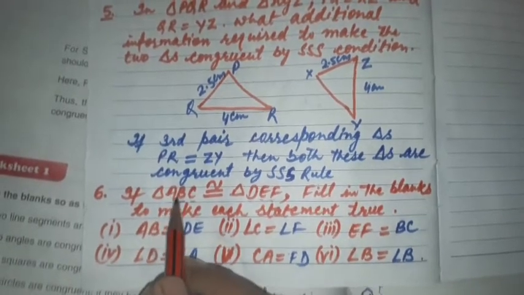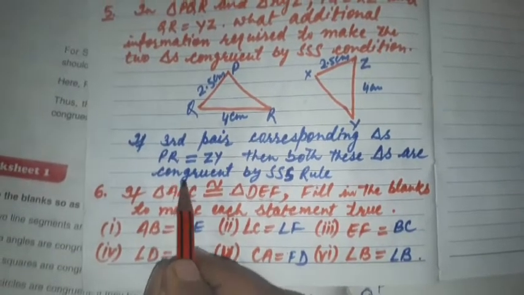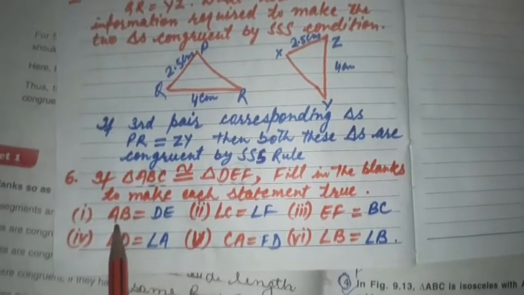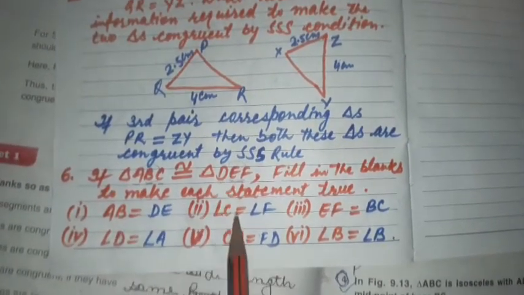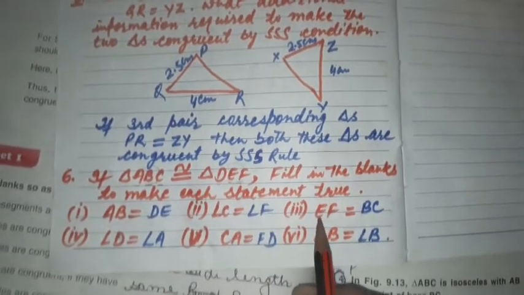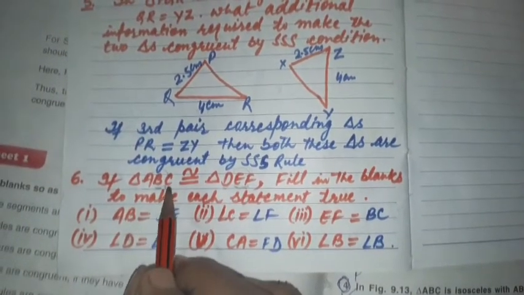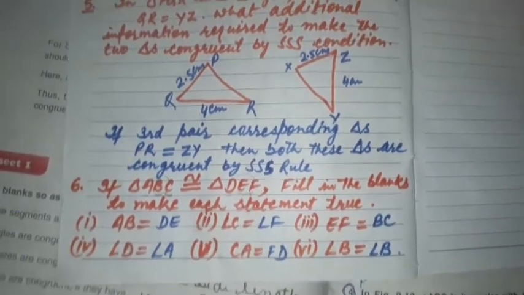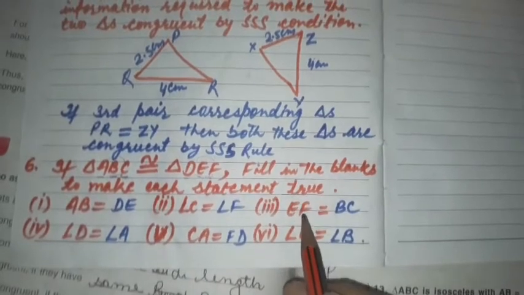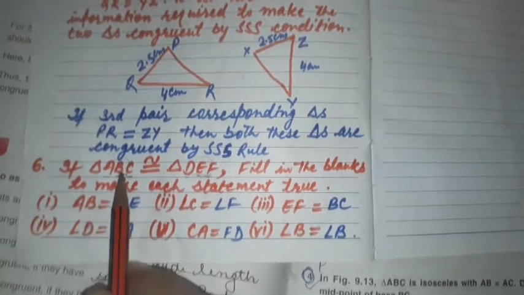Similarly, AB line segment is equal to DE line segment, BC line segment is equal to EF line segment, and AC line segment is equal to DF line segment. So we have to show these. AB equal to DE. Angle C is equal to angle F, because C lies at the last in the name of this triangle, and similarly F also lies at the last. Now the next, EF line segment is equal to BC line segment.